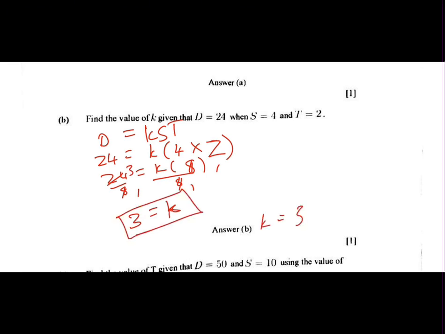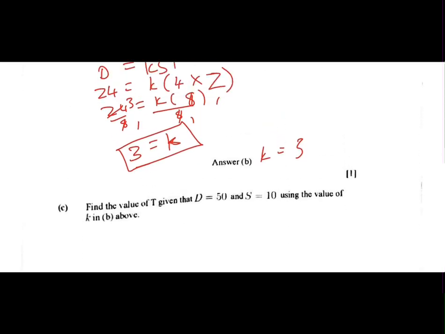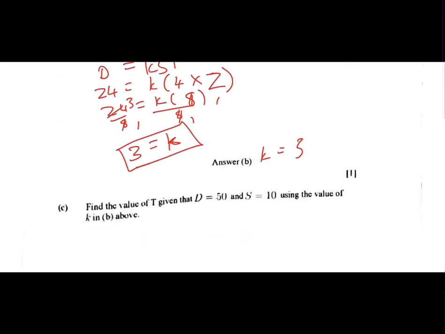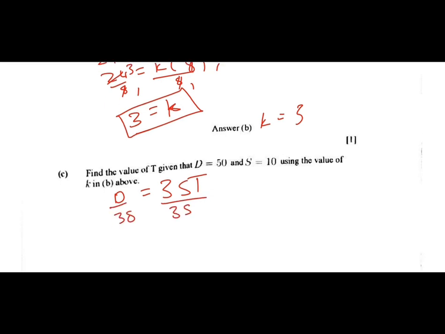Right. When you've done this, now you're asked to find the value of t, given that d is equal to 50 and s is equal to 10, using the value of the calculated constant. Okay, so d is equal to kst. Now we need to make t the subject of the formula. So the formula is now d is equal to 3st. So to find t as the subject of formula, you divide both sides by 3s, and you remain with t is equal to d over 3s.